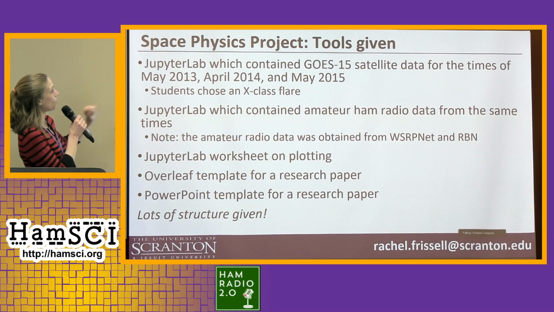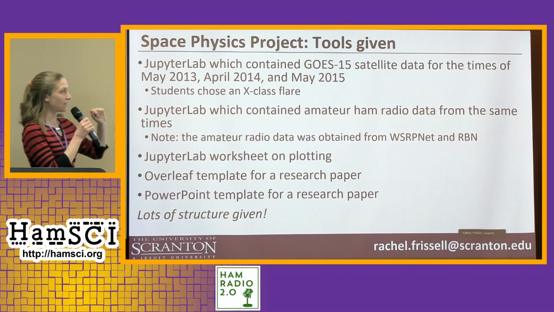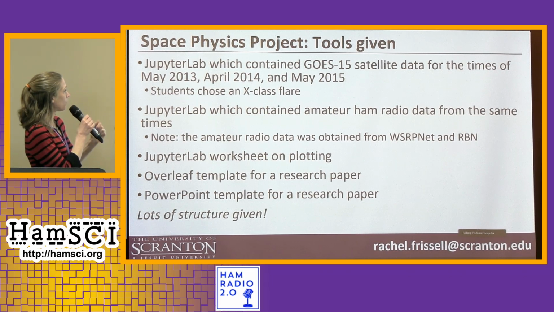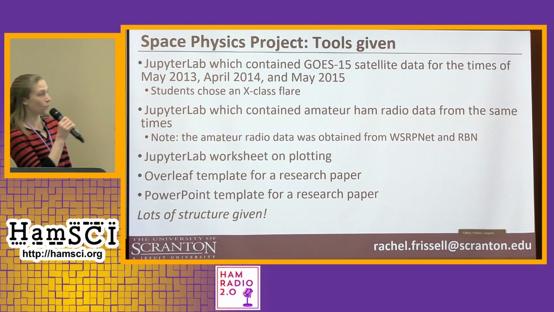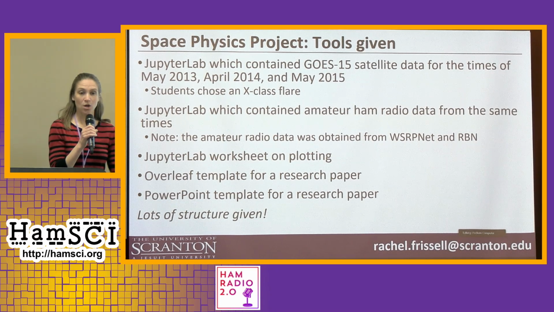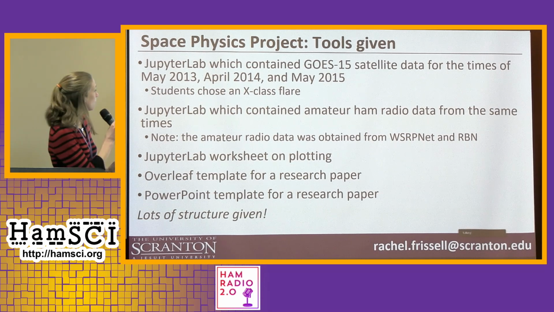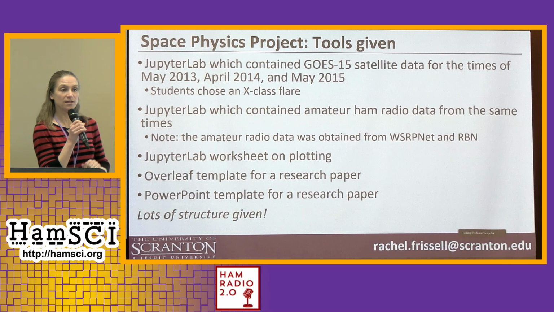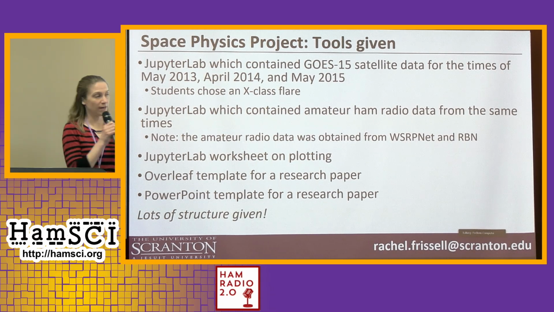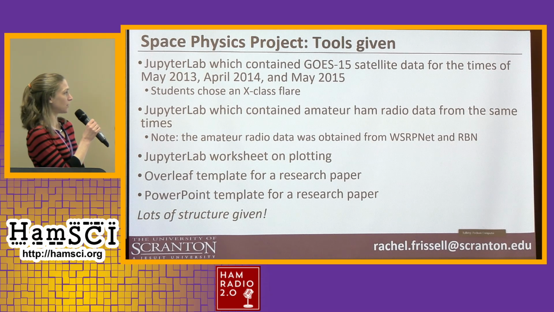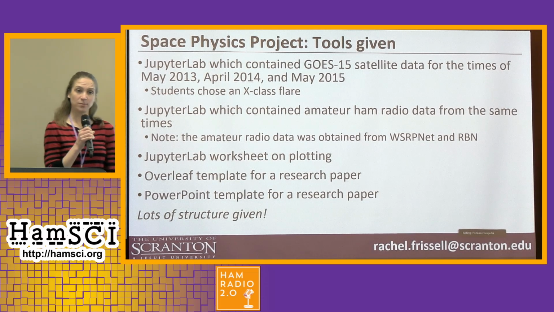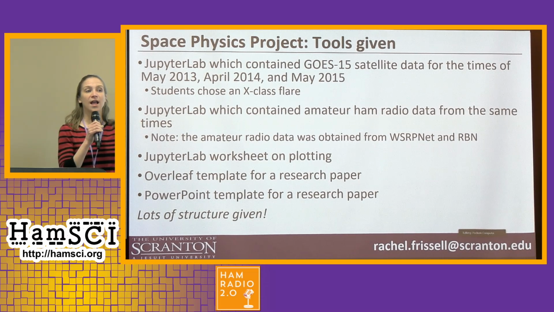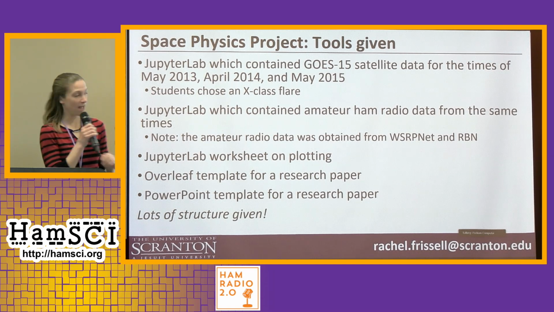So to begin, we gave them the Jupyter Lab, which contained the GOES 15 satellite data for the times of, we chose 3 times, May 2013, April 2014, and May 2015. So those were the 3 different times that they could choose solar flares from. We did specify that it had to be an X-class solar flare. Then we gave them a Jupyter Lab, which contained the amateur ham radio data from those same times. So now they have the GOES satellite, and they have the ham radio data as well.